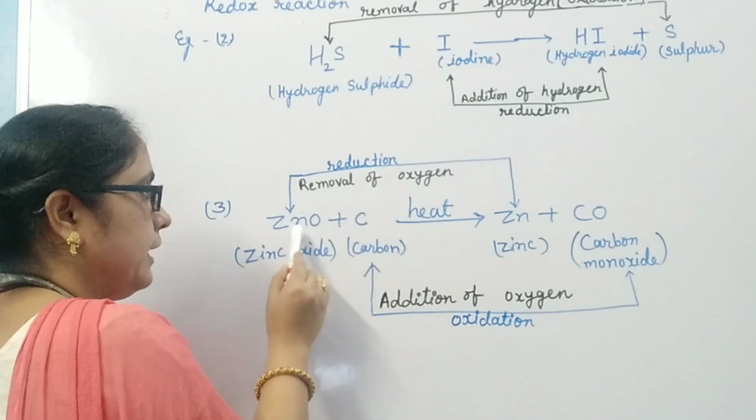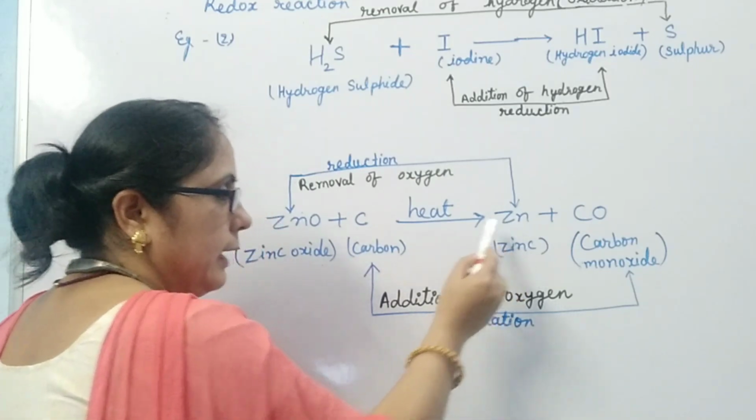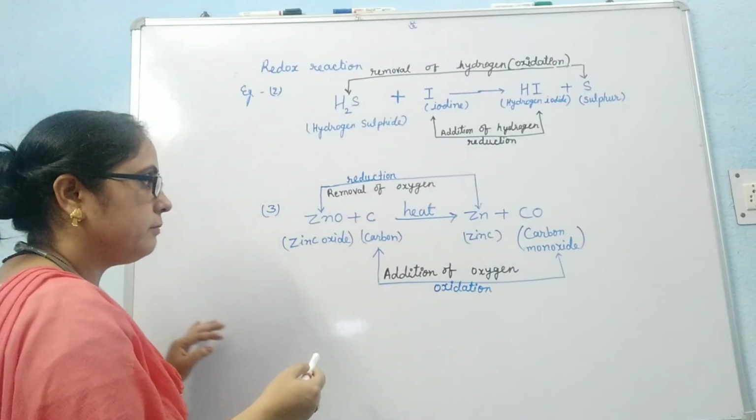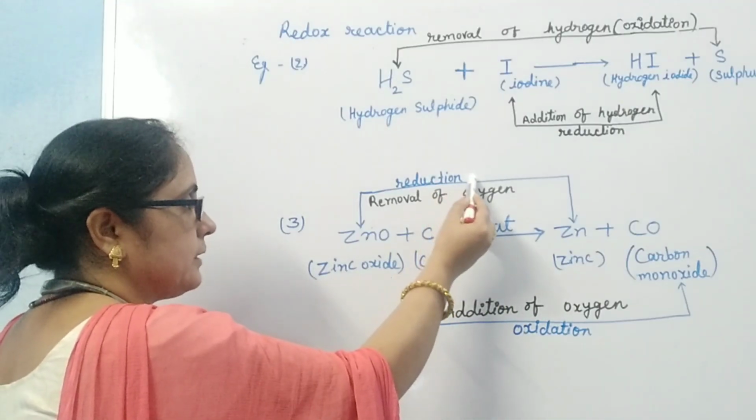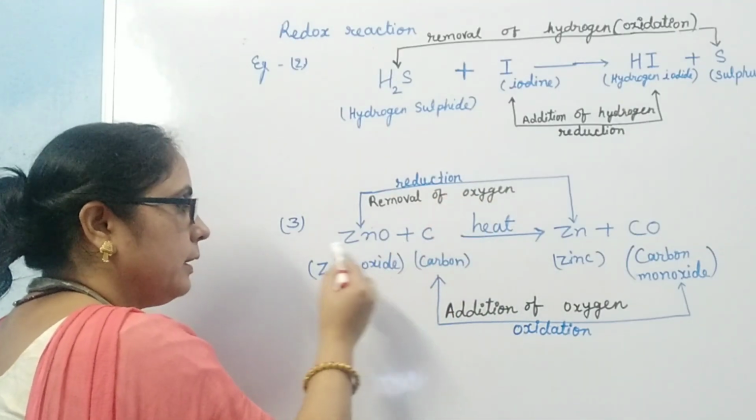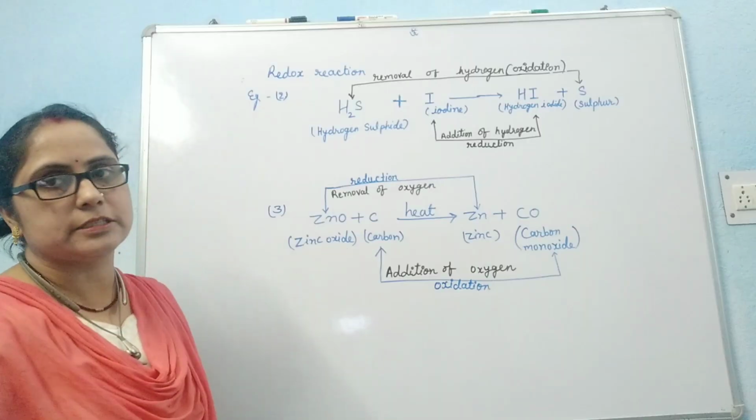And zinc oxide removes the oxygen. It means zinc oxide is reduced to zinc, and by this way we can say that both the oxidation and reduction reaction take place together in this reaction, hence it is also an example of redox reaction.